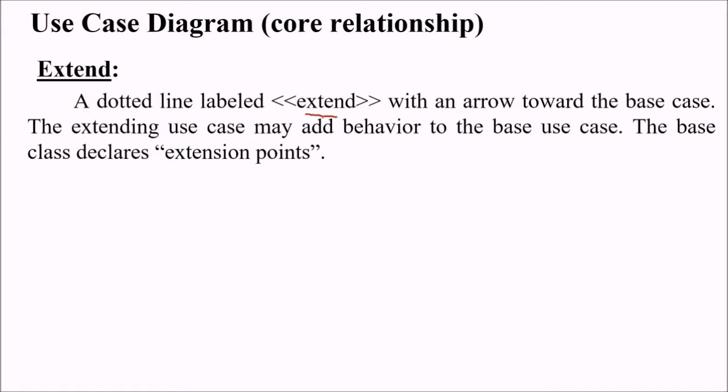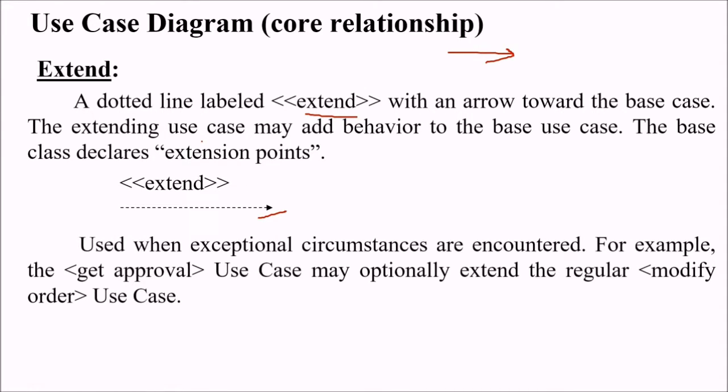Use case diagram: extend. What does extend mean? This is a dotted line labeled extend with an arrow towards the base case. The extending use case may add behavior to the base use case. The base use case declares the extension points. As you see here, this is the extend. It is used when exceptional circumstances may be encountered. For instance, a get approval use case may optionally extend the regular, that is modify order, use case. This is the extend. This is how you're going to use it.